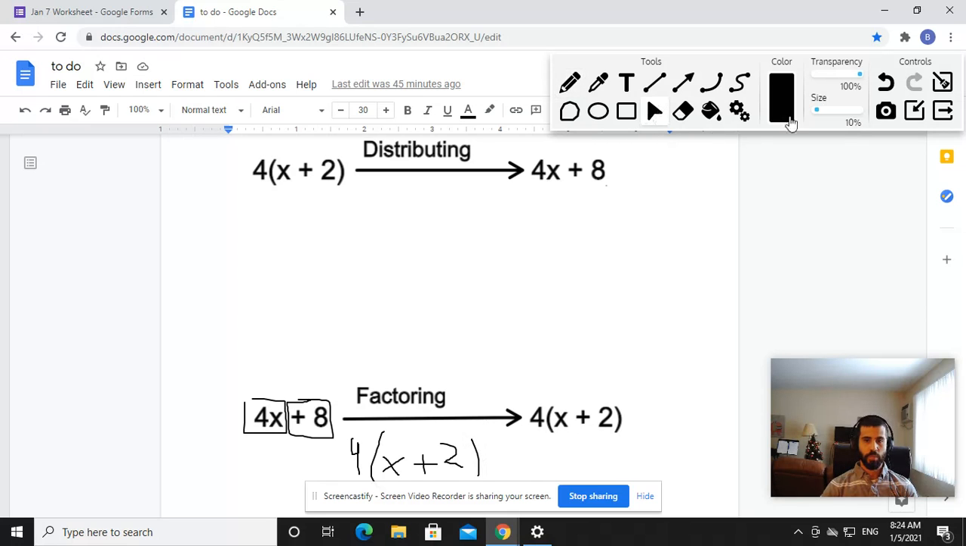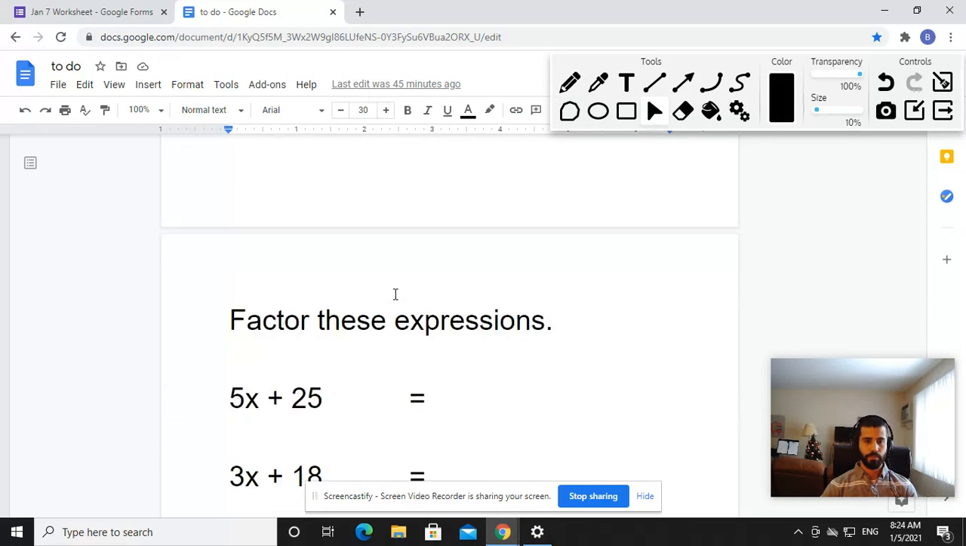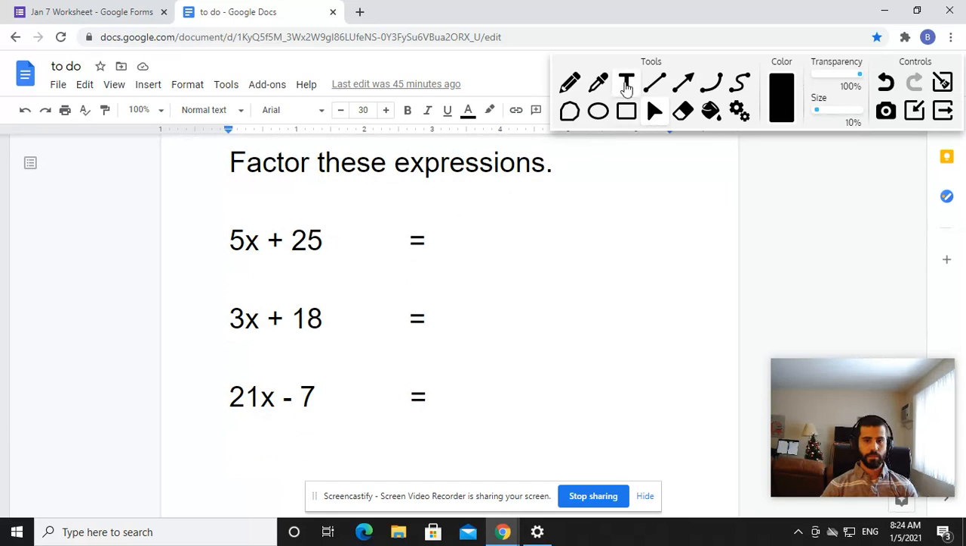So now let's work a couple more examples for you. We ask ourselves, okay, what can 5x be divided by? And what can 25 be divided by as well? And the answer there is 5. So we found that greatest common factor. We're going to write that greatest common factor on the outside, do the parentheses.